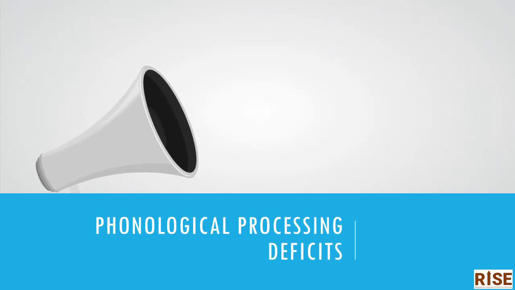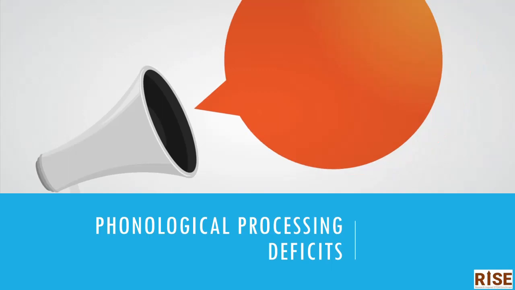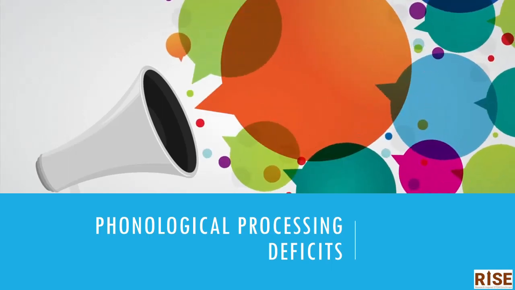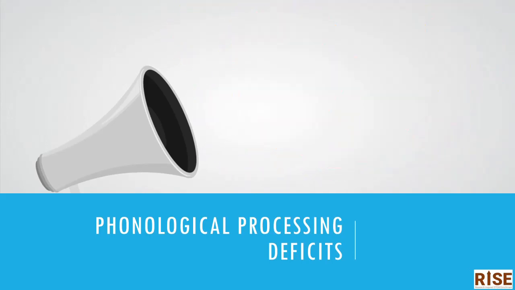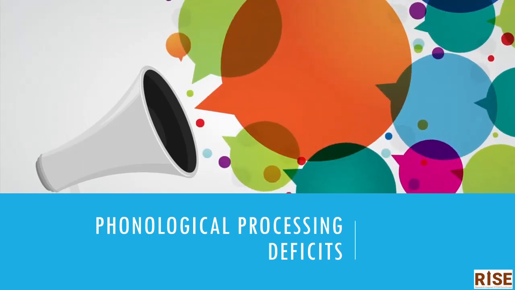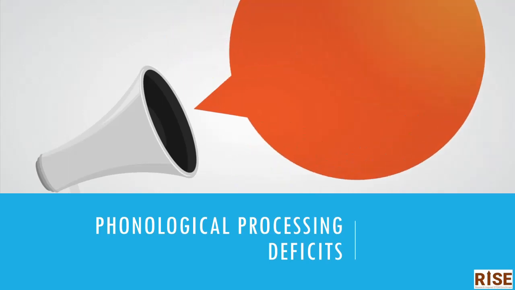Phonological processing deficits. One of the key neurological features of dyslexia is a deficit in phonological processing. This refers to the ability to recognize and manipulate the individual sounds of spoken language, phonemes. Dyslexic individuals may have difficulty distinguishing and processing these sounds, which are essential for reading and spelling. Phonological processing deficits are a central and well-documented aspect of the neurological basis of dyslexia.